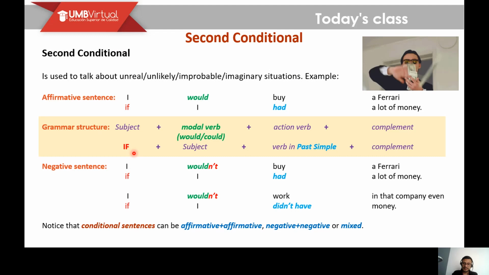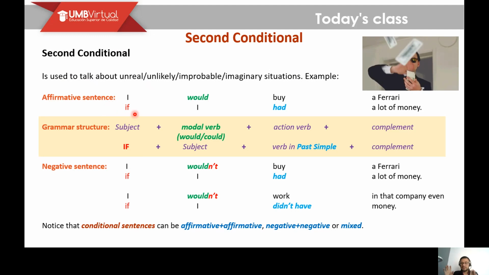All right, so for the second conditional, we have that it is used to talk about unreal, unlikely, and improbable imaginary situations. We have four conditionals: zero, first, second, and third. We are going to talk about the second conditional in this moment. Second conditional is used to talk about unreal, so it means that they do not exist or that they are really far from becoming real.